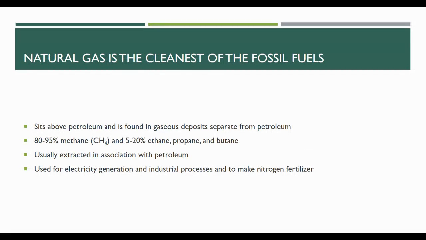The cleanest fossil fuel is natural gas, which sits above petroleum and is found in gaseous deposits separate from petroleum. Most of the time, we're getting it because it sits above the petroleum. Natural gas is about 80 to 95% methane and 5 to 20% ethane, propane, and butane. It's usually extracted in association with petroleum, and it's used for electricity generation and industrial processes and to make nitrogen fertilizer.